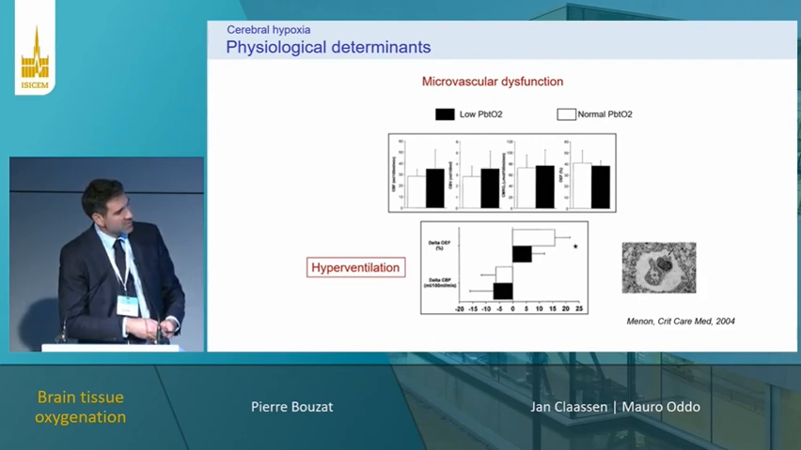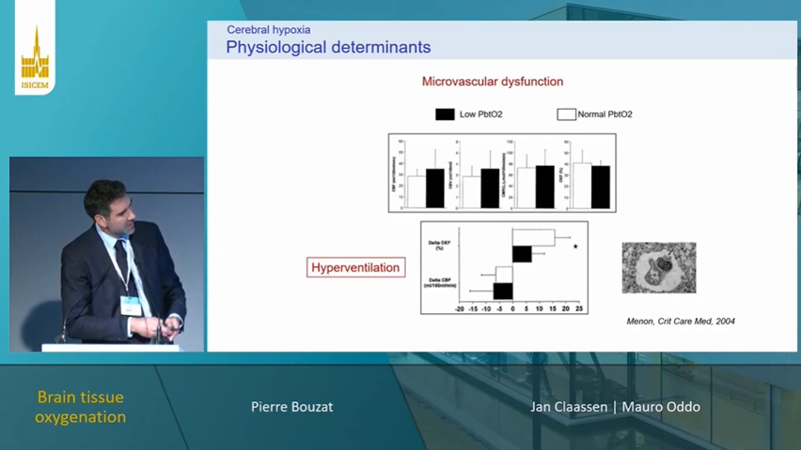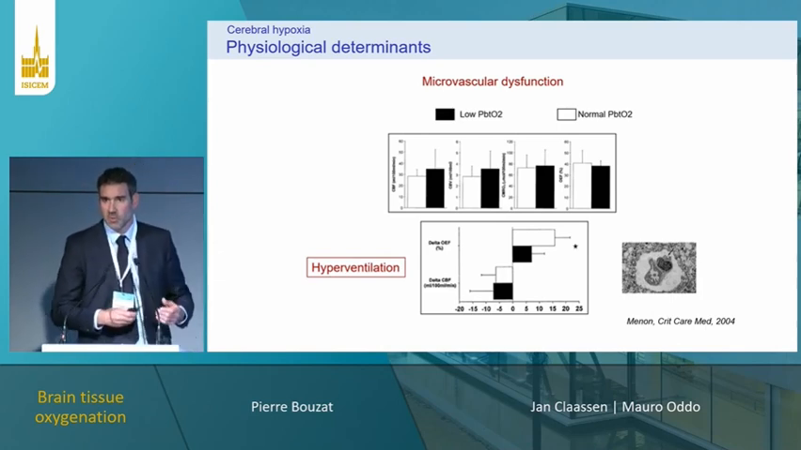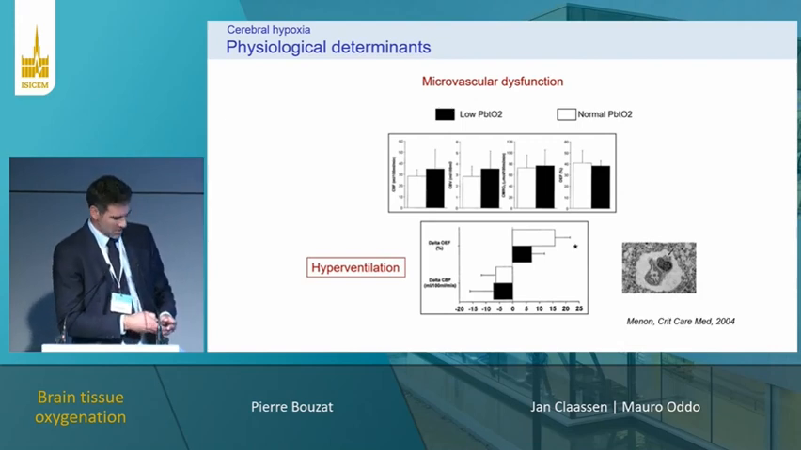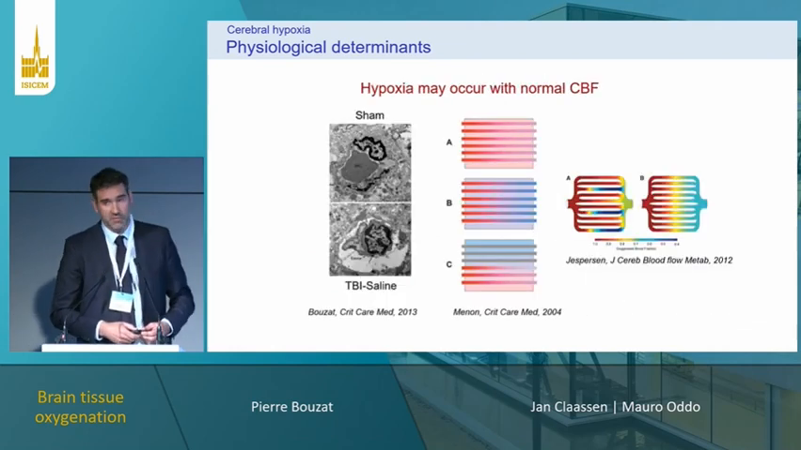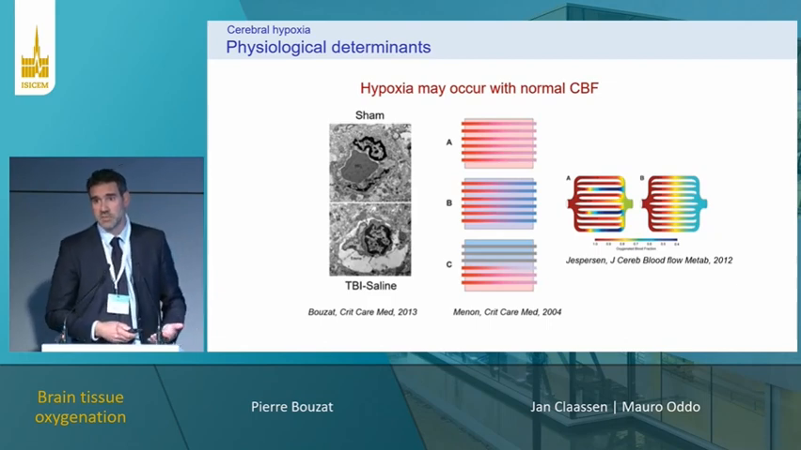And they performed electron microscopy in the hypoxic zone, and what they found is that the brain capillary was surrounded by brain edema, which causes an impairment of oxygen diffusion from the capillaries to the surrounding tissue. What is really important to understand with microvascular dysfunction is that it could happen despite a normal CBF.